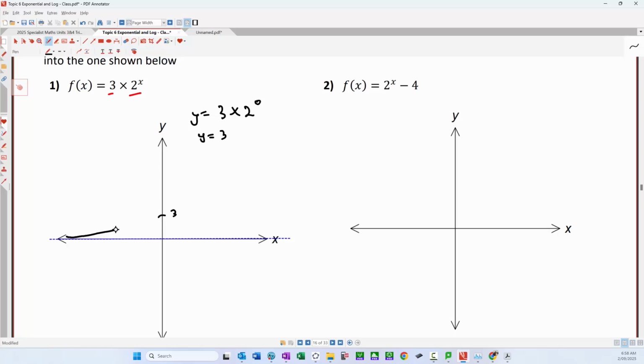And then all you need to do to get full marks is sketch something exponential looking. Okay, and that's fine. 0, 3. All right, this one's an interesting one.